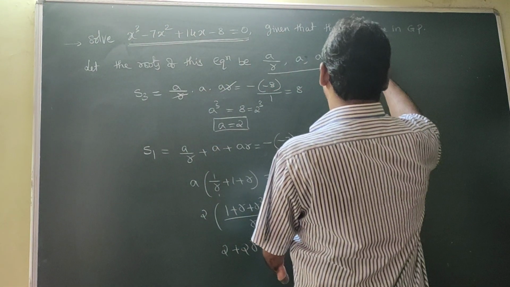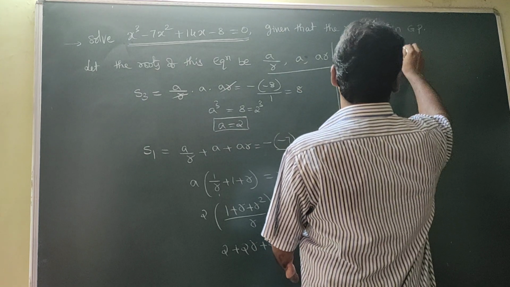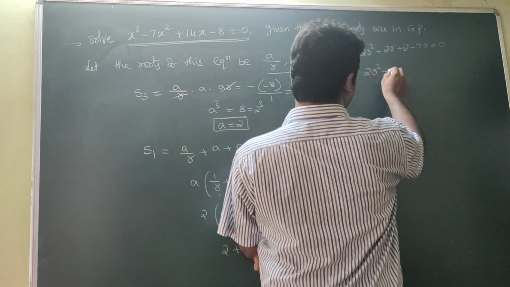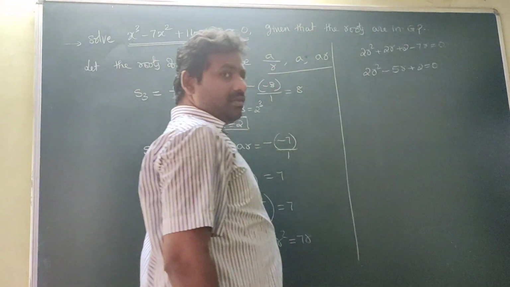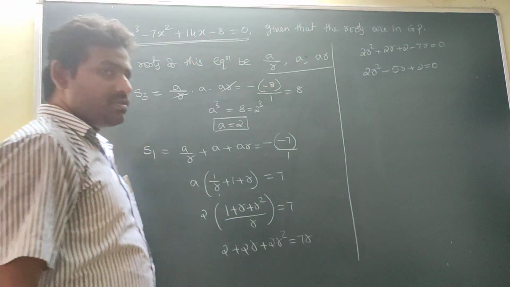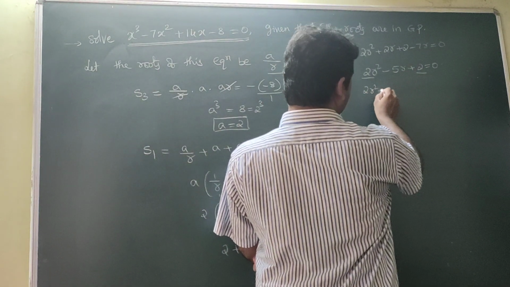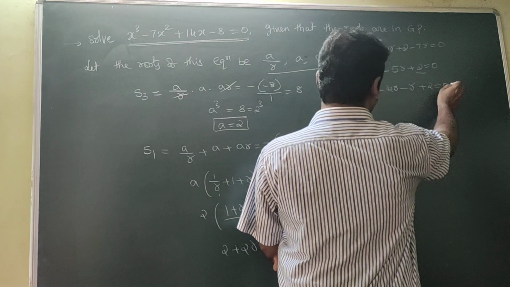So 2r² + 2r + 2 − 7r = 0, so 2r² − 5r + 2 = 0. That is the quadratic equation now. So factorize that one. 2 into 2, 4. So 2r² − 4r − r + 2 = 0.